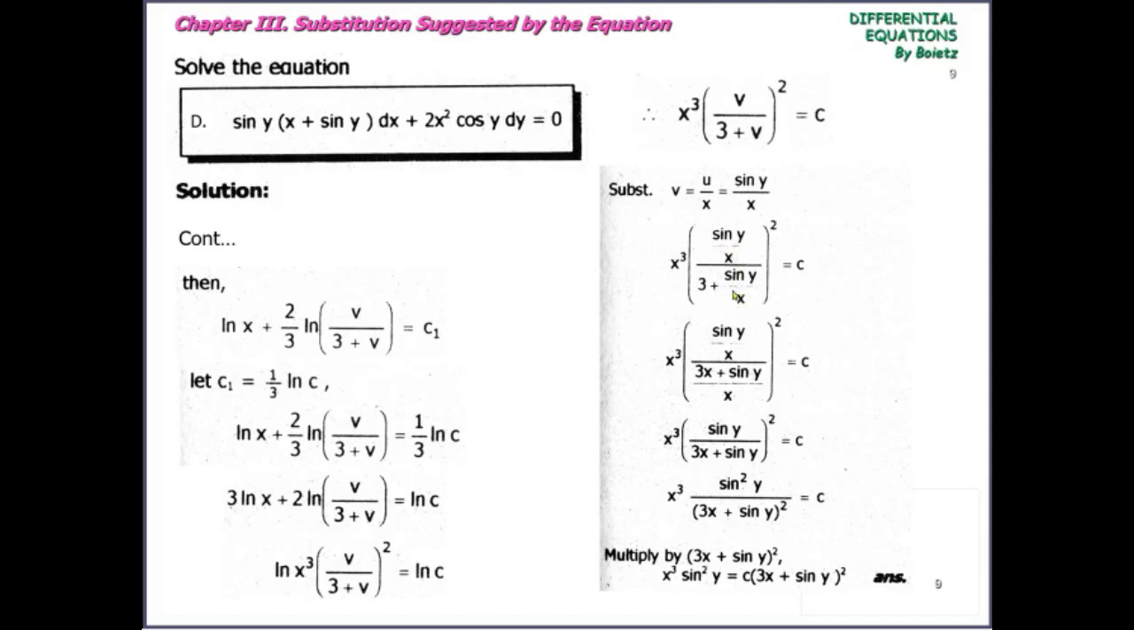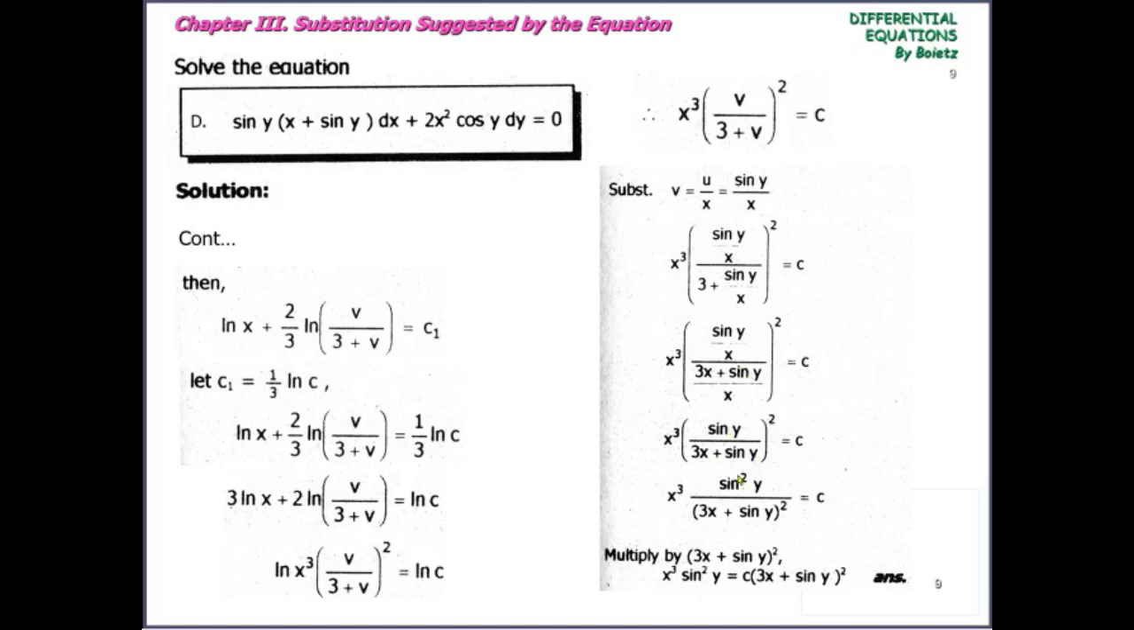Get the least common denominator, x. This will become 3x plus sine y. And makakancel yung x dito, tsaka yung x doon. So this will become x cubed, then sine y, quantity sine y all over 3x plus sine y square is equal to c.